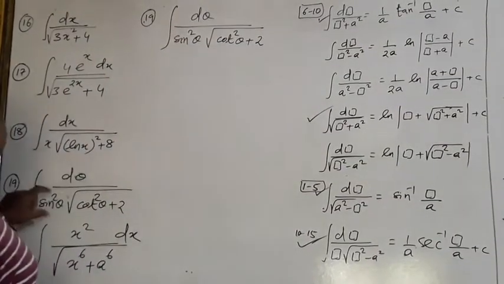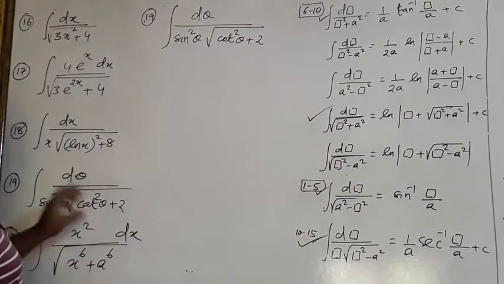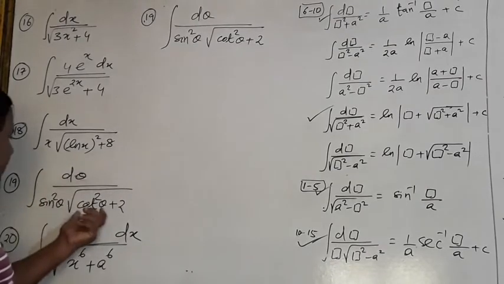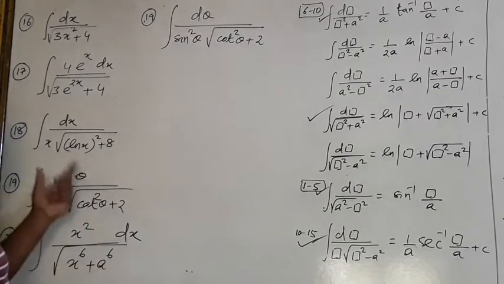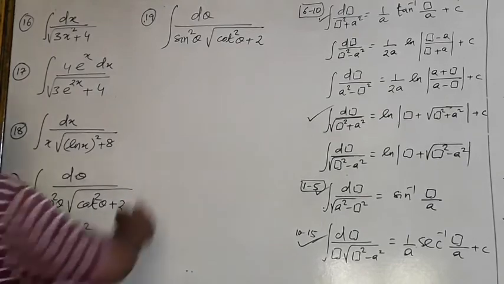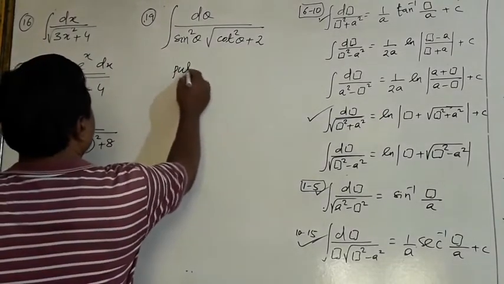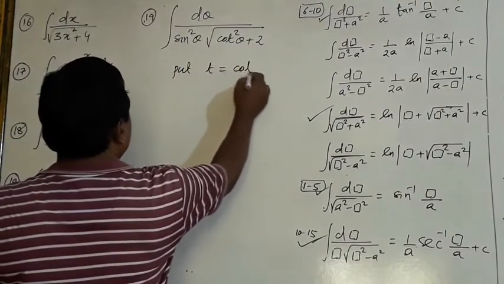Now look at this problem. It is cot square theta. रूट ओवर का अंदर में जो वेरिएबल है वो किसका स्क्वायर है? cot theta का स्क्वायर है. So तुमको यहाँ पुट करना पड़ेगा t is equal to cot theta.